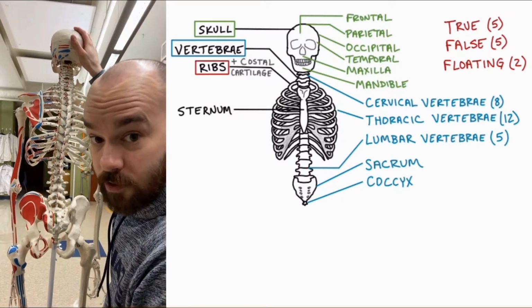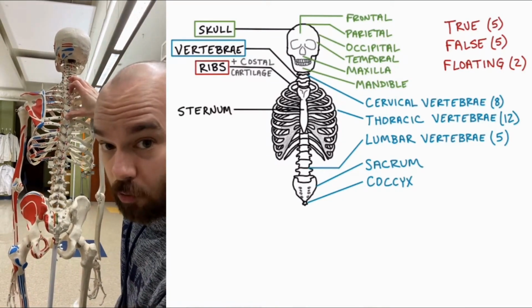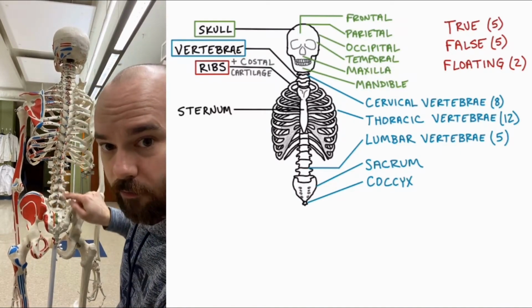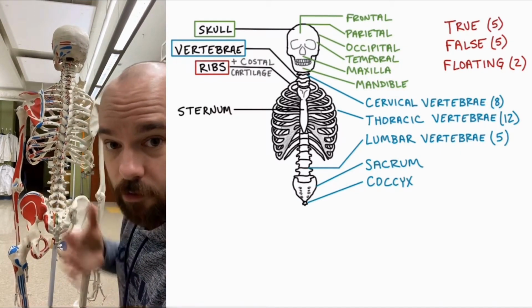The skull, of course, protects your brain. The vertebrae protect your spinal cord. Your spinal cord runs down through the middle of all those vertebrae. And the ribs, of course, protect your heart and your lungs.